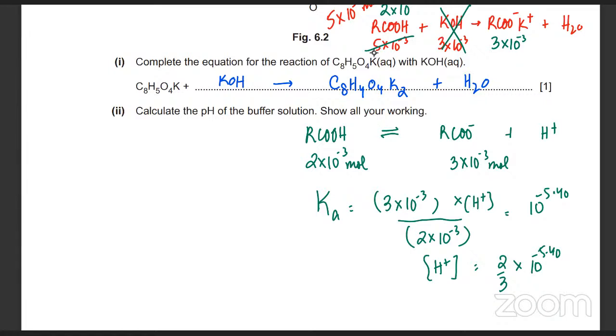(2.65 into 10 raised to the power minus 6). pH 2.65. That's take the negative. Concentration. 5.58. Yes, 5.58. So it's coming out to be 5.58.